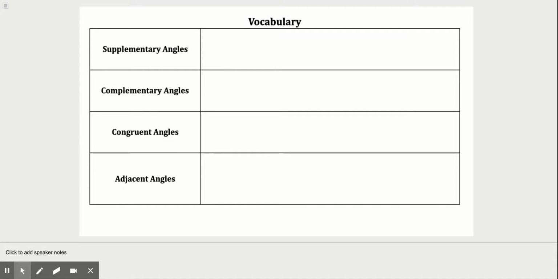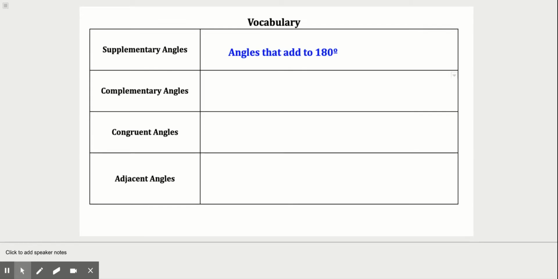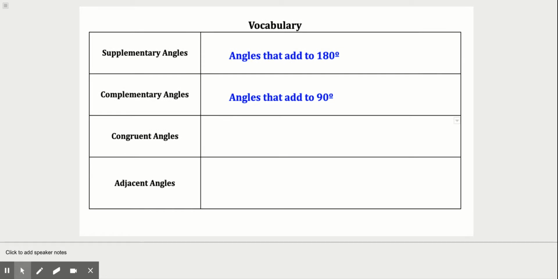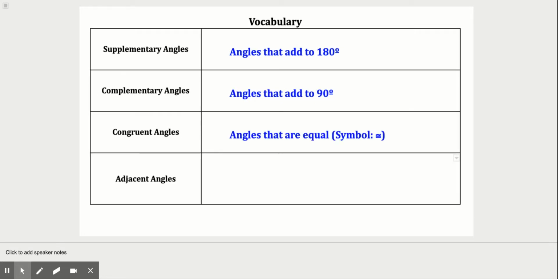In this video, we are going to talk about a few different types of angles. We're going to start with comparing supplementary and complementary angles. Supplementary angles are angles that add up to be 180 degrees, whereas complementary angles add up to be 90 degrees. You also need to know that the word congruent means that the angles are equal to each other. You can see the symbol here for congruence.